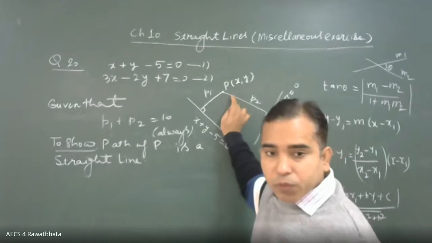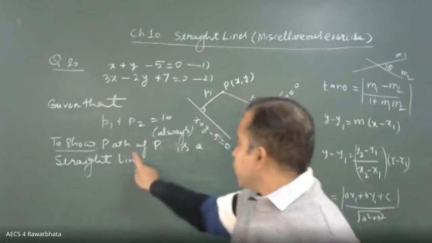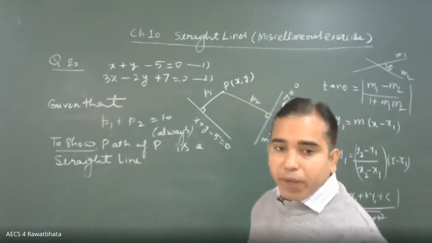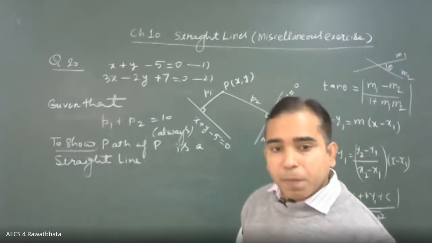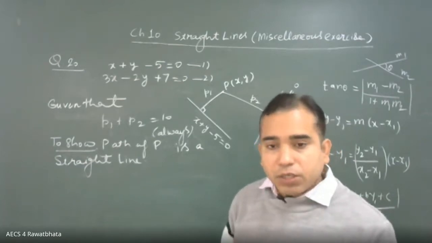So we have to bring one equation between x and y, and because we have to show that the path of P is a straight line, that equation must be a linear equation in two variables. Linear equation means its degree should be 1. It should not contain terms like x square or xy. Its degree should be 1.